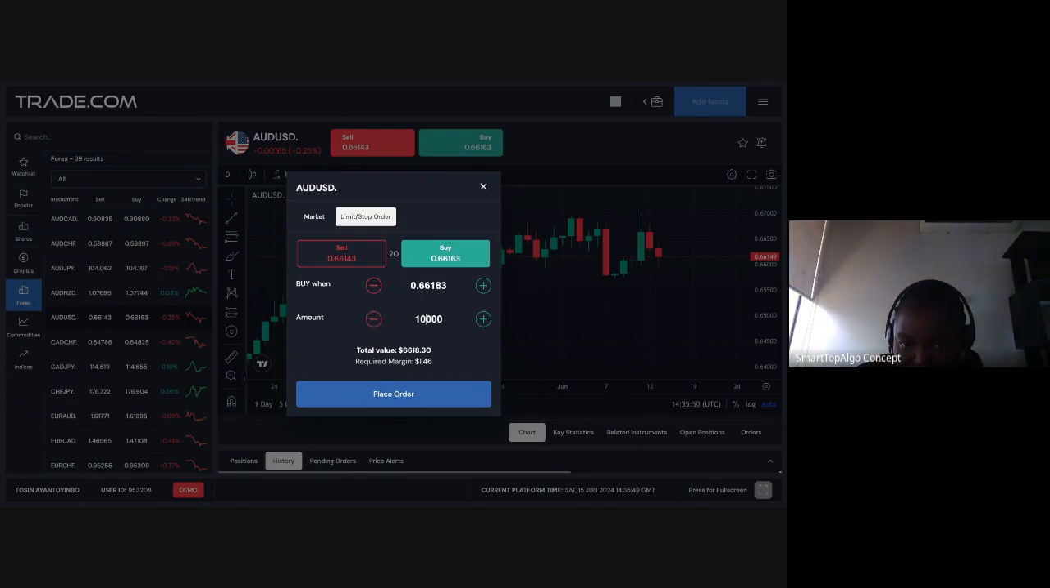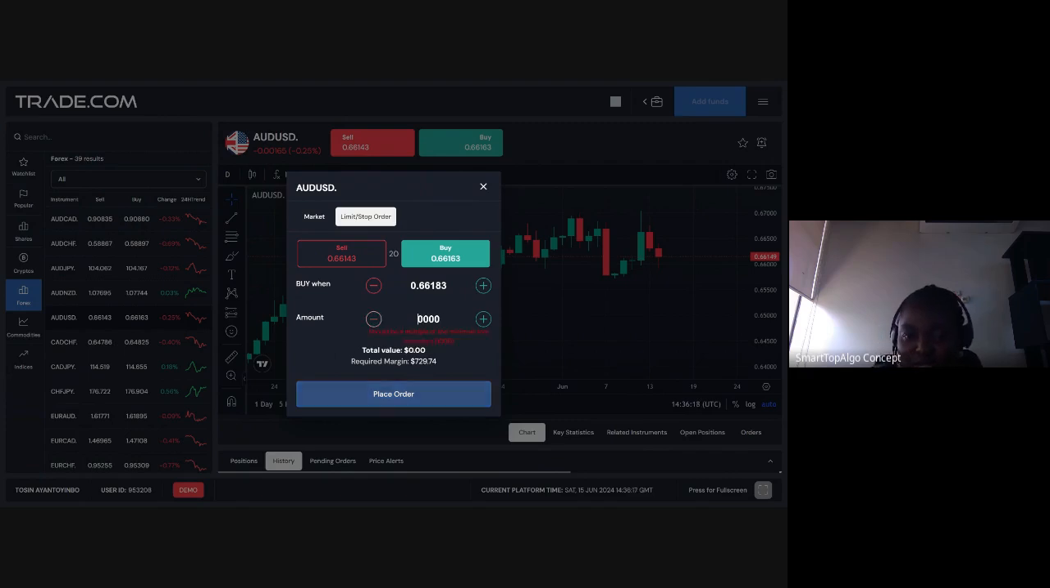Now, let me increase it to 100,000. Look at how much it's taking. If I place this trade, it will first take $145 from my account as the required margin. If I use 500,000, which means I'm using 5.0, it's going to take $729 from my account for placing this trade.